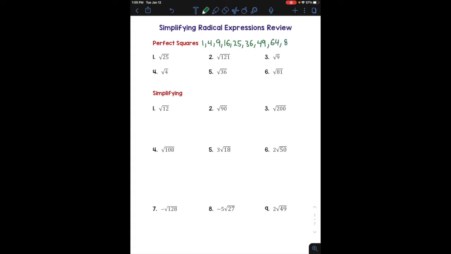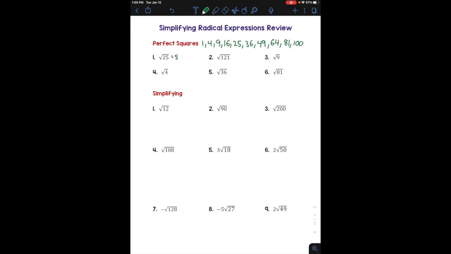64, 81, and 100. When we take the square root of a perfect square, we know the answer to them because we know what number times itself equals that value. So from numbers 1 through 6, we're taking the square root of a perfect square, and they're asking you what number times itself is the value inside the radical. For example, number 1, what number times itself would be 25? That would be 5.